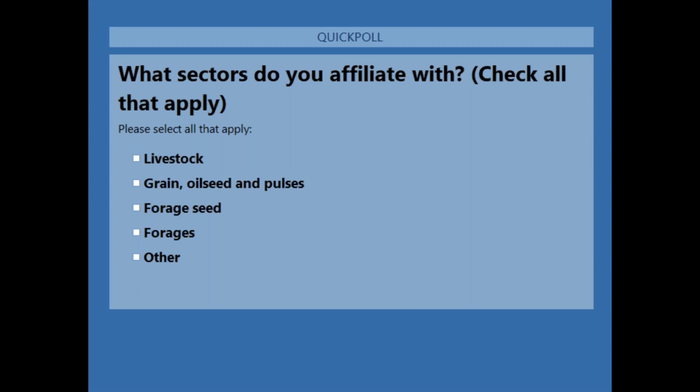So we've got about 75% of everyone voted. Right now it looks like 33% of individuals are involved with livestock, 11% with grains, 22% with forage seed, 44% with forages, and 56% are other.